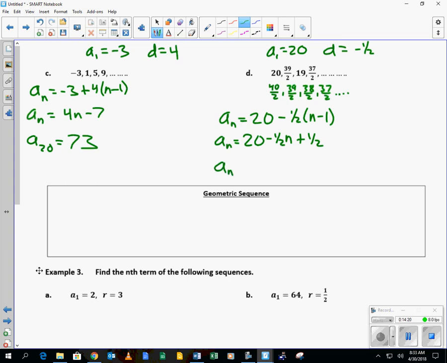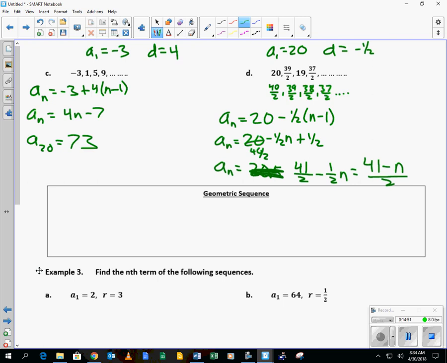There are multiple ways to write this. I'll just go 20.5. We don't like decimals. This is like 40 over 2, so we get 41 over 2 minus 1 over 2 n, which is the same as 41 minus n, all over 2. That's probably how they'd write it, I'm guessing, in the back of the book. Good?